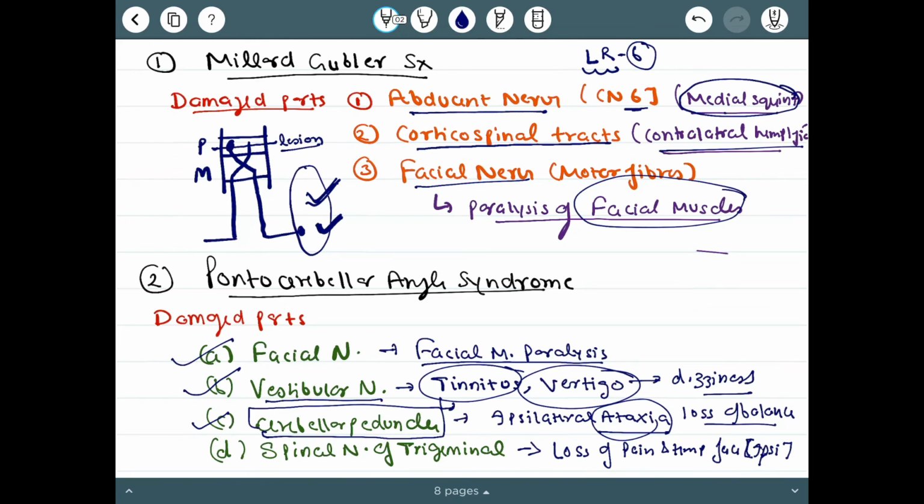Lastly, the spinal nucleus of the trigeminal was also there, as I have shown you. It will cause loss of pain and temperature of the face, because it carries the sensations from the face. Which sensation? Pain and temperature sensation. So this is all about what we have to learn in the pons. We have studied the upper cross section, lower cross section, and the associated clinical symptoms.